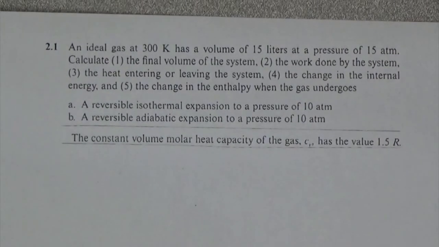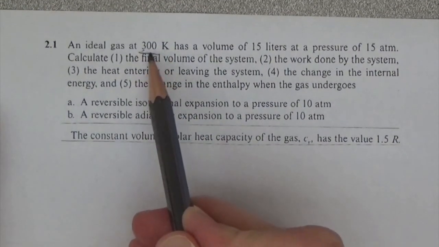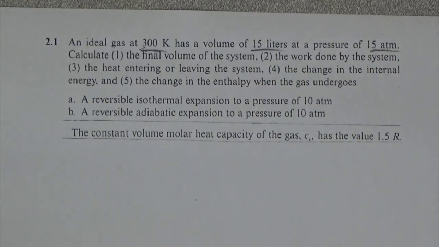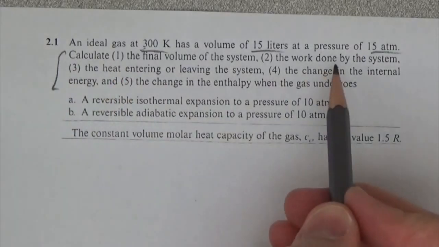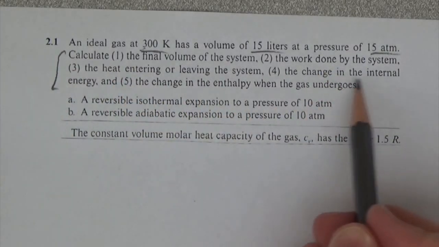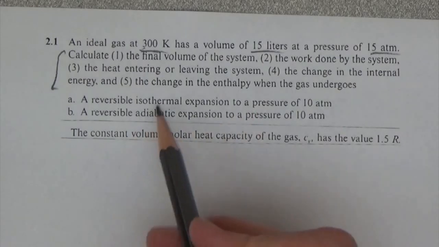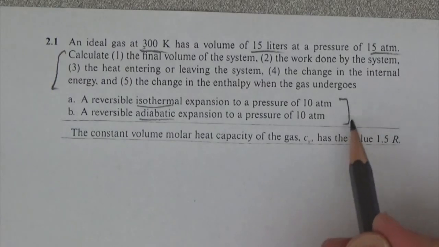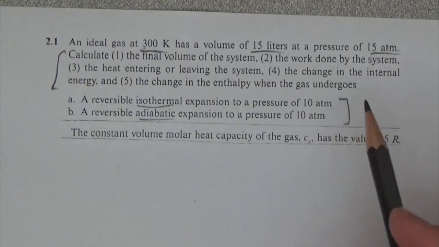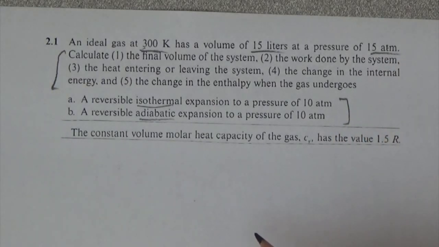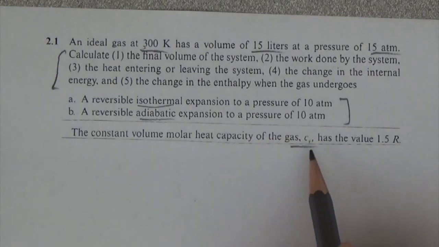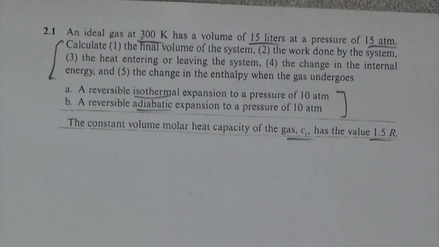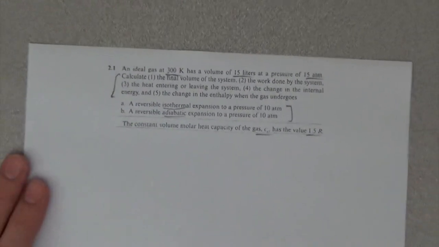So basically, problem 2.1, we start out with an ideal gas at a given temperature, volume, and pressure, and we want to find the volume, the work, the heat, the change in the internal energy, and the change in the enthalpy as it goes through an isothermal or an adiabatic expansion, changing the pressure from 15 atmospheres to 10 atmospheres. And we're given the molar heat capacity is equal to 3/2 R. So let's zoom out and start working on this a little bit.